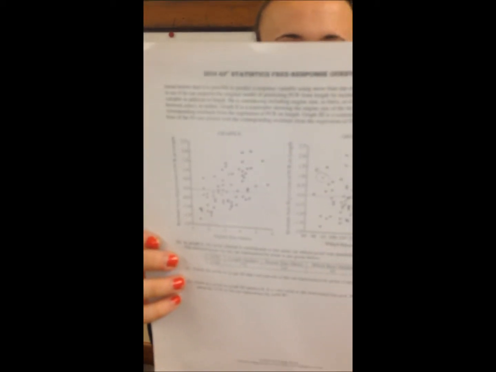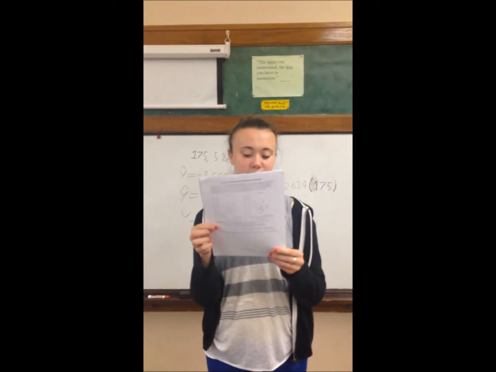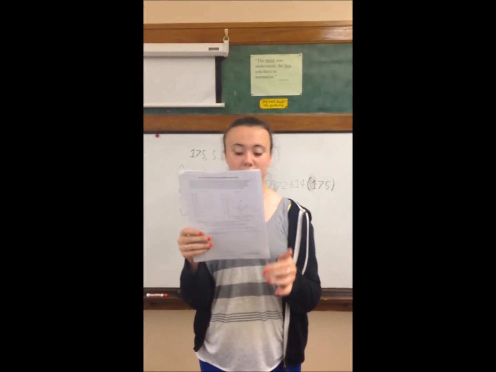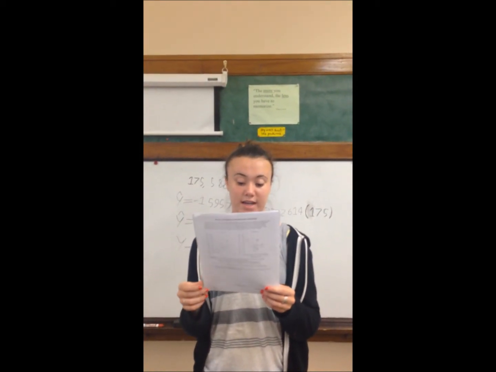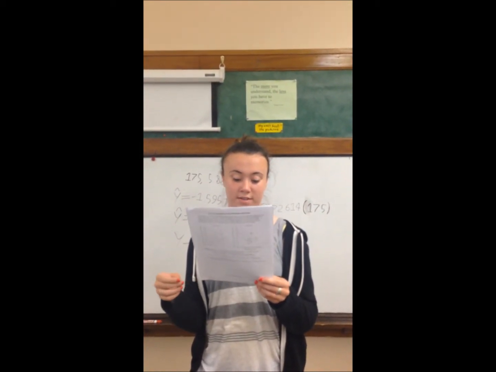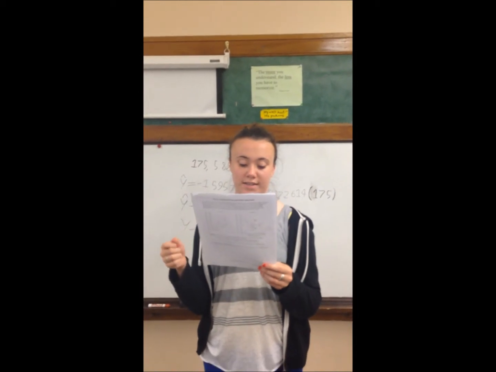And here are the two graphs again. Okay, so based on graph 2, which is engine size, there appears to be a slight positive linear association between engine size and the residuals from the regression of FCR on length. This could indicate that the engine size makes it harder to predict FCR based on length, since the greater the engine size, the greater the residual from the regression of FCR on length.